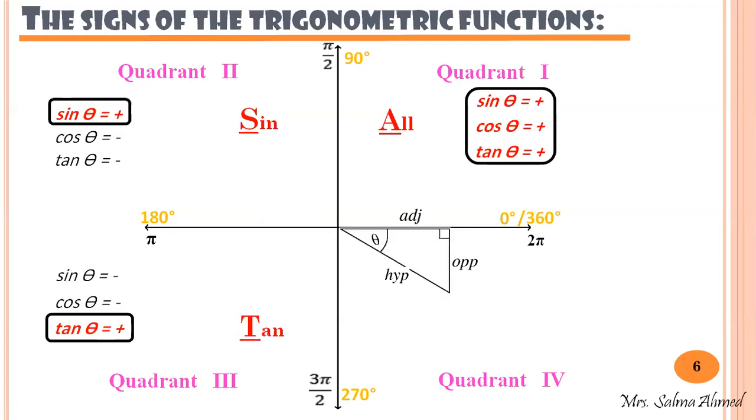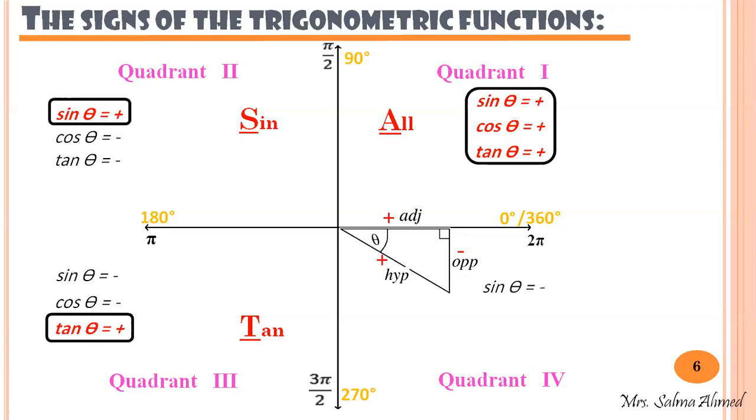If I have theta in the fourth quadrant, the adjacent is on the positive side of the x-axis, so it's positive. The opposite will be down, so it's negative, and the hypotenuse is always positive. So this is positive, this is negative, and the hypotenuse is positive.